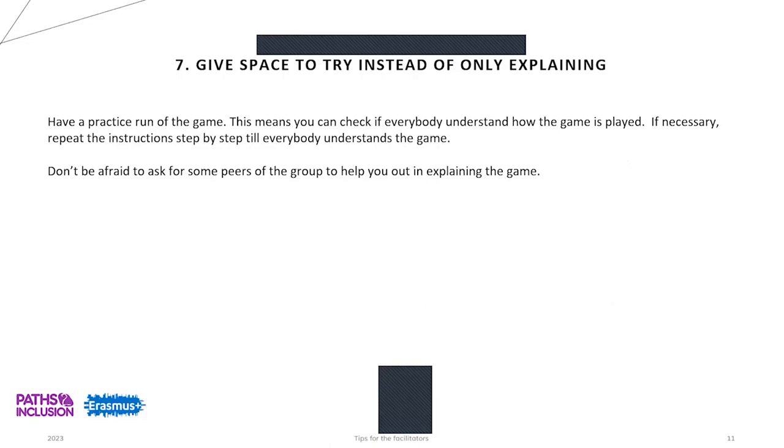Give space to try instead of only explaining. This has to do with the fact that, as a youth worker, sometimes you set up an exercise, you develop a game, you write it out very nicely, but it's still a bit superficial. Especially when it's something new, if you have the chance, run it beforehand, just to practice and see if what I wrote, what I developed with my group, works. Especially when you want to achieve certain objectives.